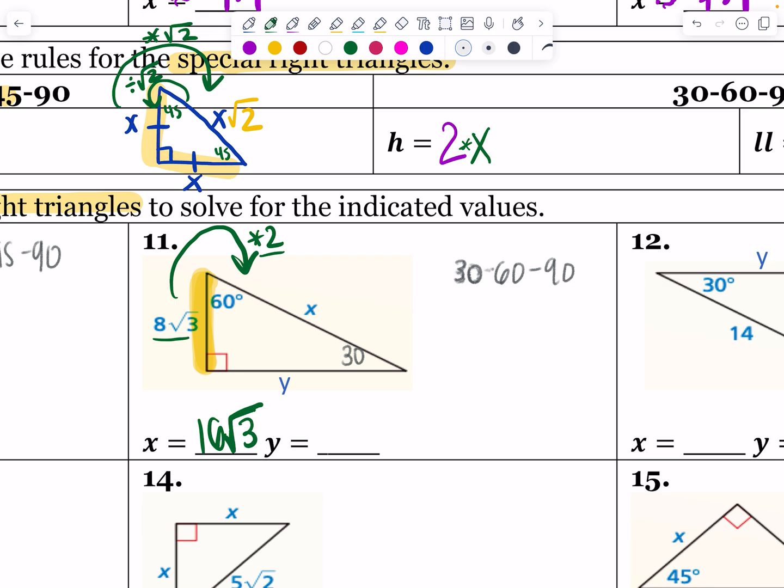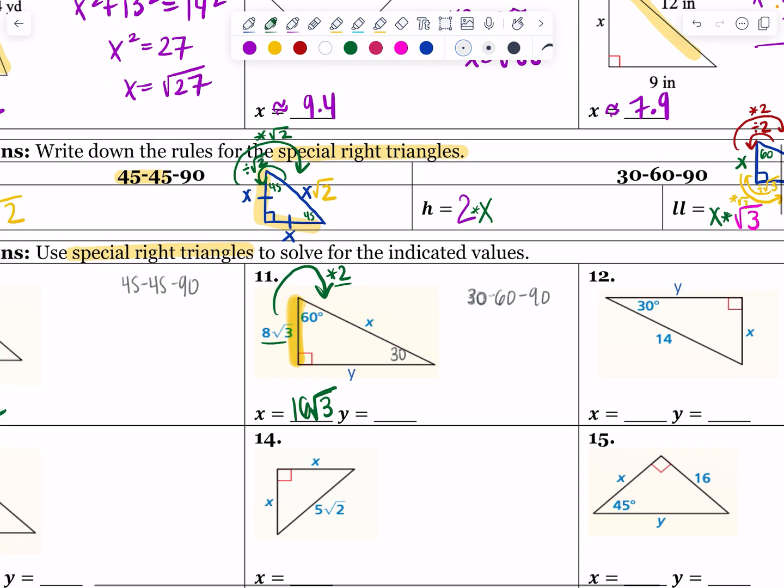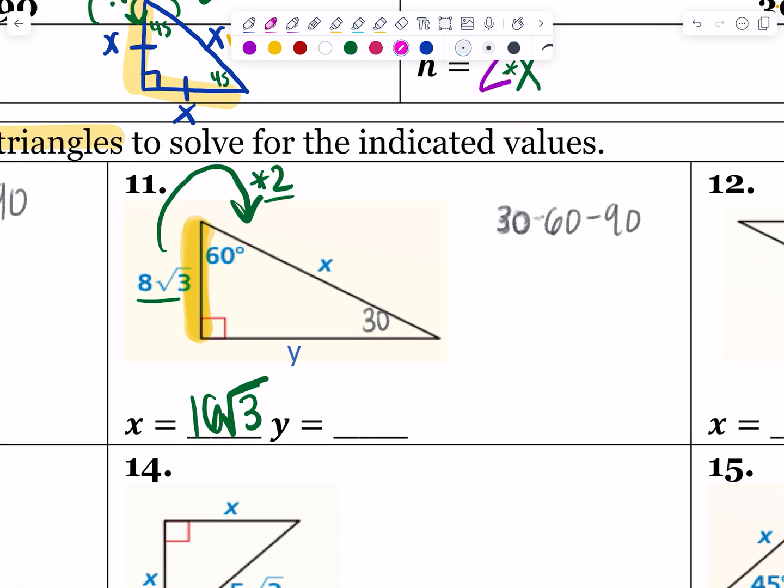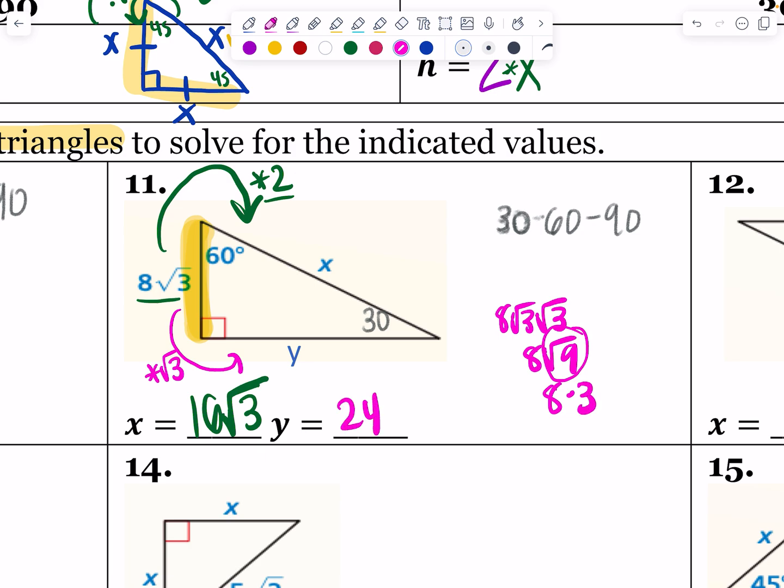Okay, how do I go to my long leg? Well, to go from the short leg to the long leg, I'm going to multiply by, because I'm getting bigger, by root 3. 8 root 3 times root 3 is going to give me 8 root 9. What is the square root of 9? Simply 3. So 8 times 3 is going to give me 24. So y is going to be 24.